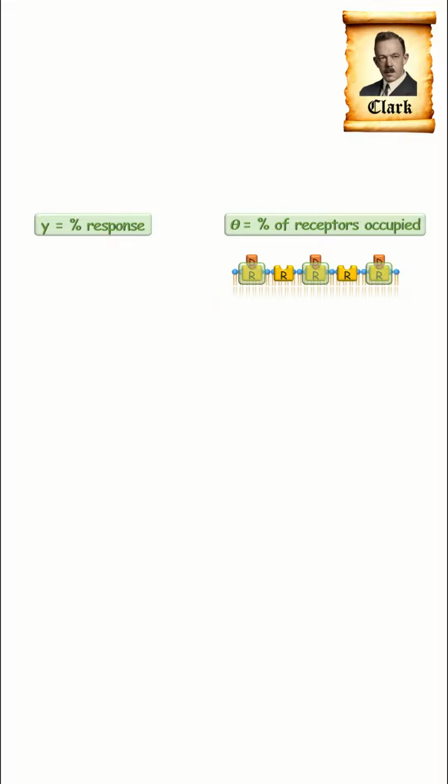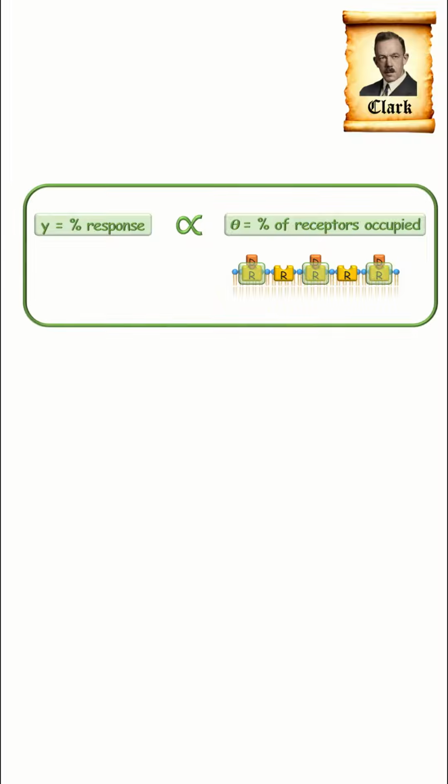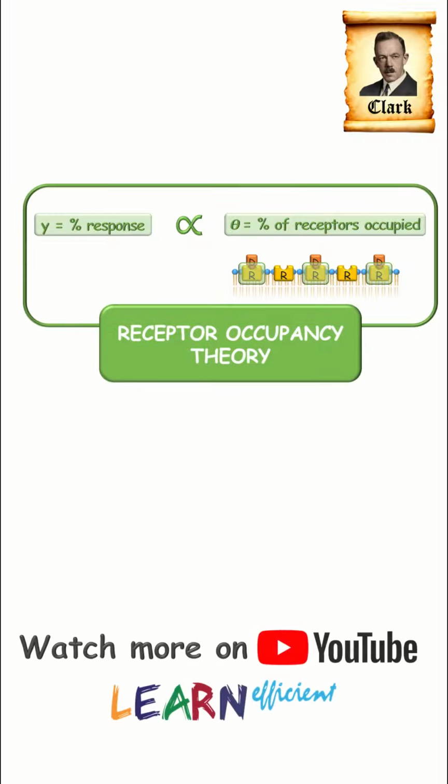So Clark concluded that the magnitude of the response must depend on the percentage of receptors occupied by the drug. This idea became known as Clark's receptor occupancy theory.